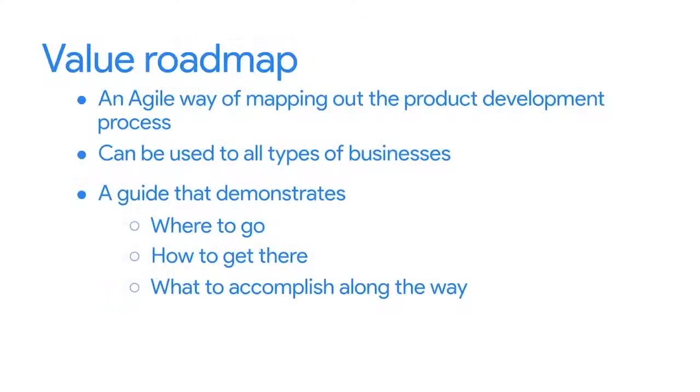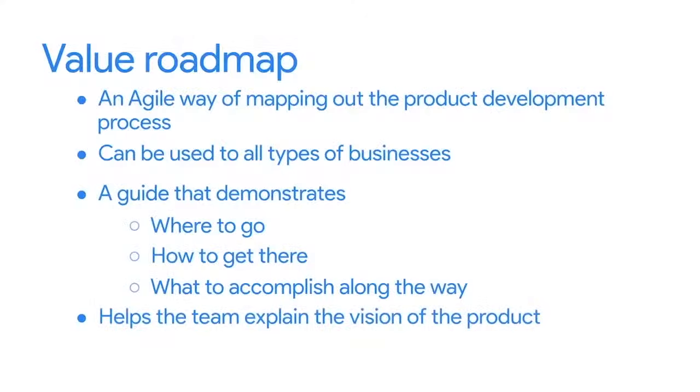It helps map out a product idea and the strategy for how to deliver it. As the team follows their roadmap, they gather input from customers and stakeholders and apply their findings to each iteration of the product. Creating a roadmap helps the team explain the vision of the product and can also be used to identify important milestones. A typical value roadmap has 3 components: a product vision, a product roadmap, and release plans.